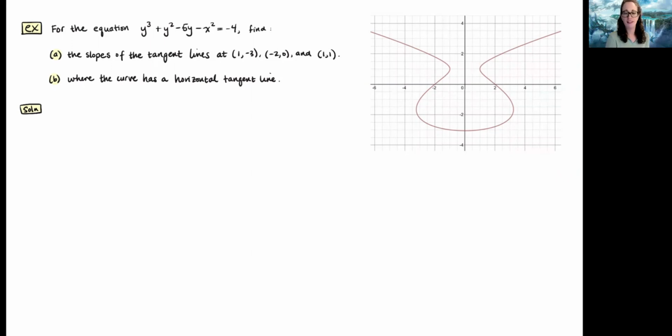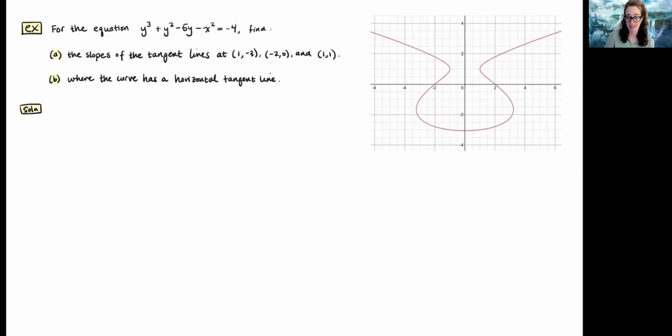In this video, we're going to look at two examples of using implicit differentiation, looking at curves and finding some tangent lines and tangent slopes and all that fun stuff. So here's the graph of the equation y cubed plus y squared minus 5y minus x squared equals -4.